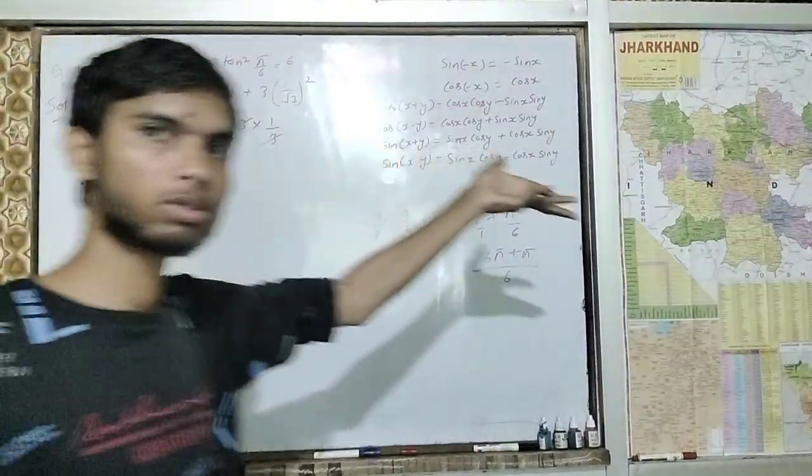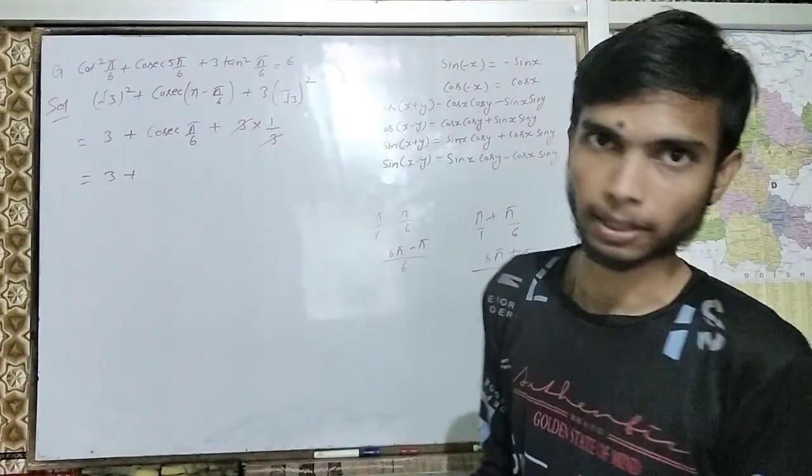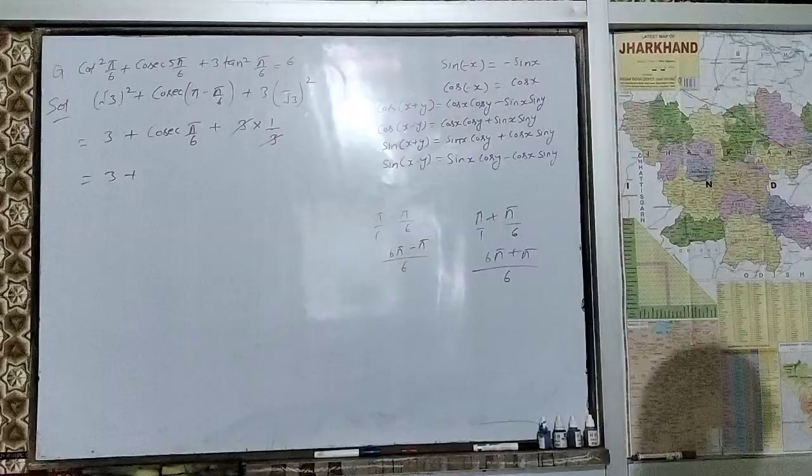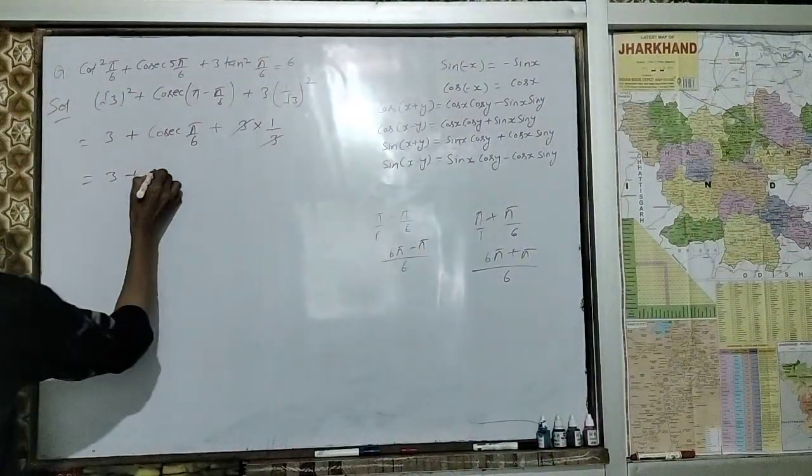What is the value of cosec pi upon 6? Pi upon 6 is nothing but cosec 30, and this is the reciprocal of sin 30. So sin 30 is 1 upon 2, so this will give you 2.